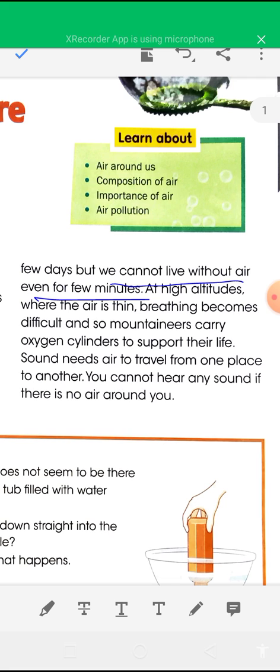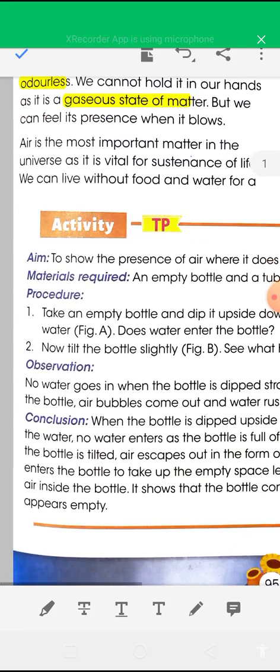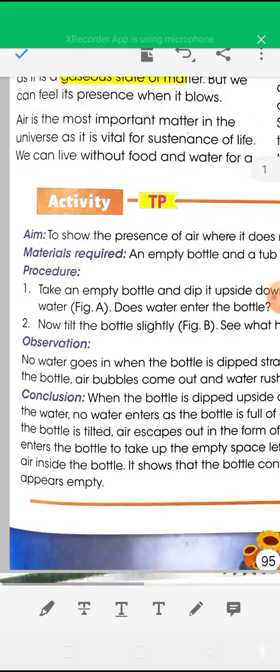At high altitudes, where the air is very thin, breathing becomes very difficult, so mountaineers carry oxygen cylinders to support their life. Similarly, sound needs air to travel from one place to another. You cannot hear any sound if there is no air around you. So these are the importance of air. Air is the most important matter in the universe.